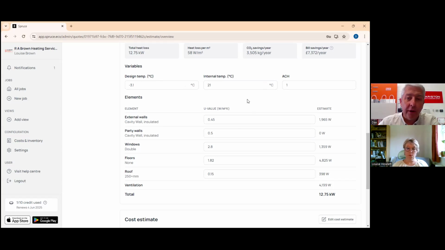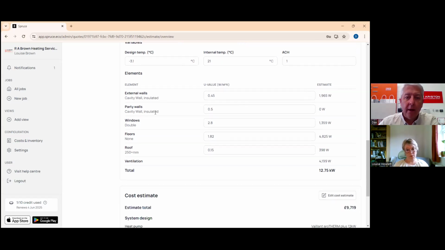Essentially, these figures are set to 21 degrees indoor temperature, our design parameter set by Ofgem, that's what we have to achieve when it's minus 3.1 degrees outdoors. We're expecting one air change per hour, which is basically stipulated by the type of building. And because you've got a pretty airtight building with no trickle vents, MVHR system, this is fairly accurate. What we do know is that you've got underfloor heating all the way through already.